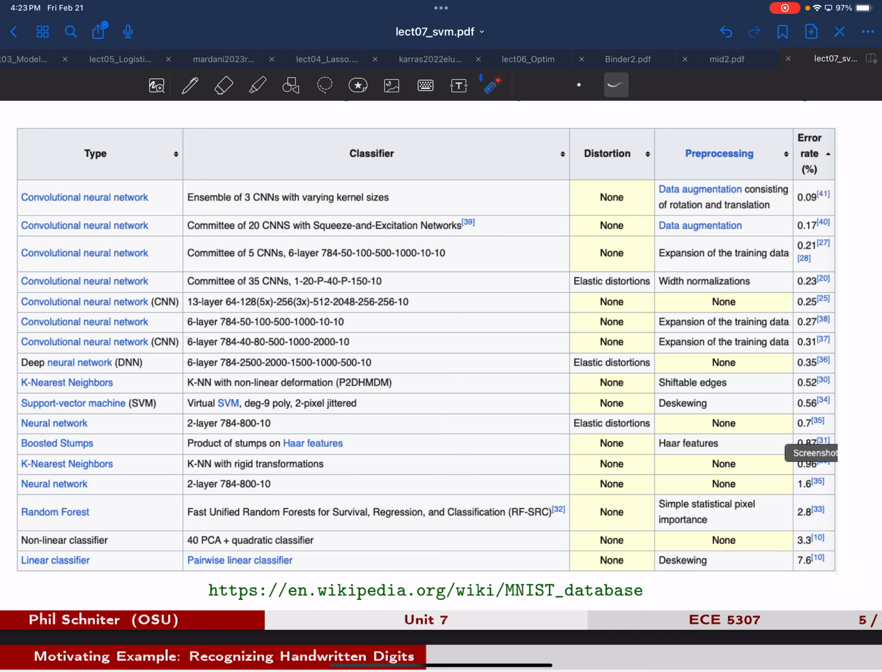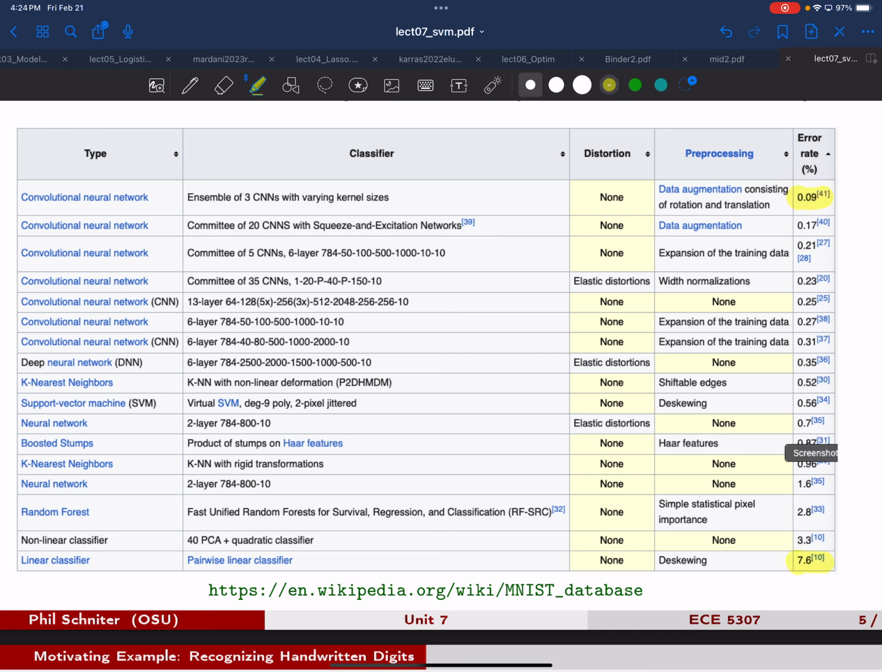Whereas if you train convolutional neural networks, and in fact here, this is an ensemble of 3 of them, we'll talk about all that stuff later in the course, you can get down to 0.09% error rate. And maybe even better, like I said, this is not a problem that people care about that much, so I don't think a lot of people are trying to get state-of-the-art performance on this, but as you can see, there's quite a range in the power of different methods.